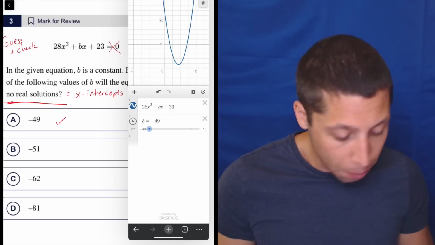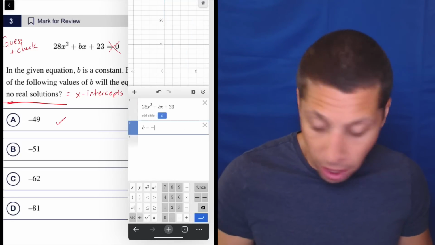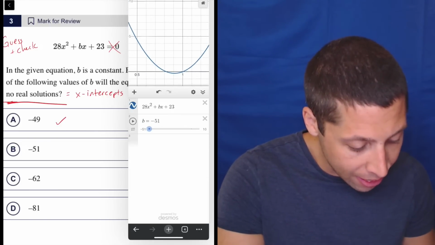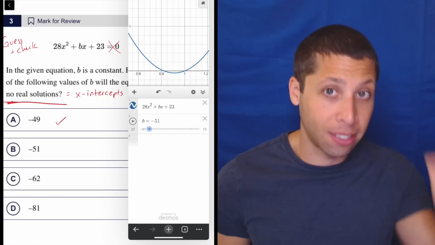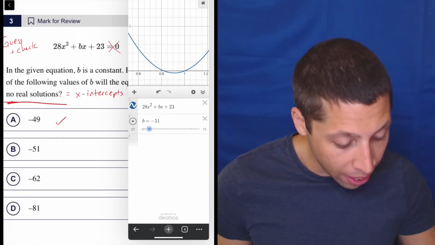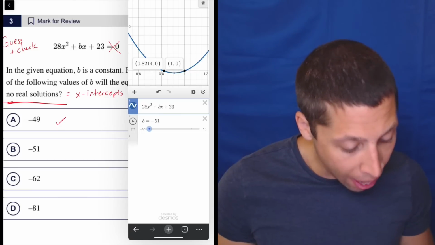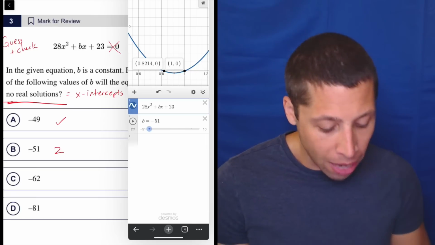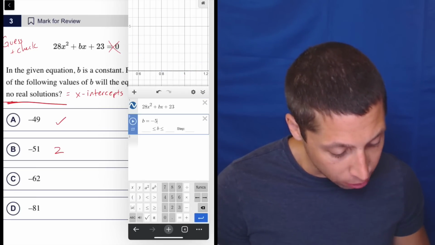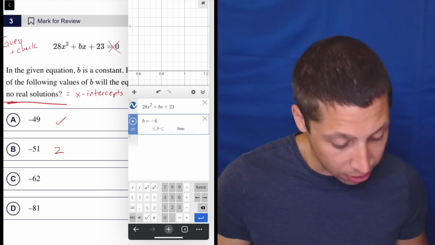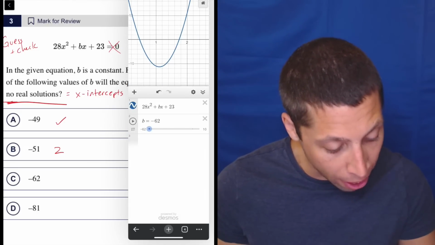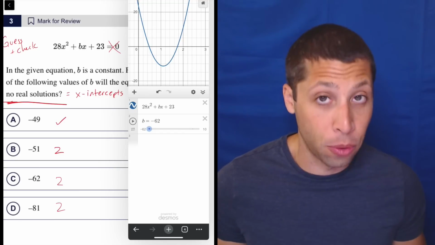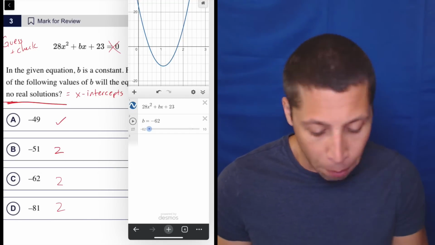That's probably the answer. Let me just change it, though, to negative 51 and see what happens. Now, when I do that, you can just barely see it. It's clearly hitting that x-axis and going below it very briefly. So this has two solutions. I can even tap them at 0.8214 and 1. So that's no good. And if I keep going down to something like negative 62, we're going to see we have the same problem, except now it's even more pronounced. So there again, we have two x-intercepts. So basically, that proves that A is right.